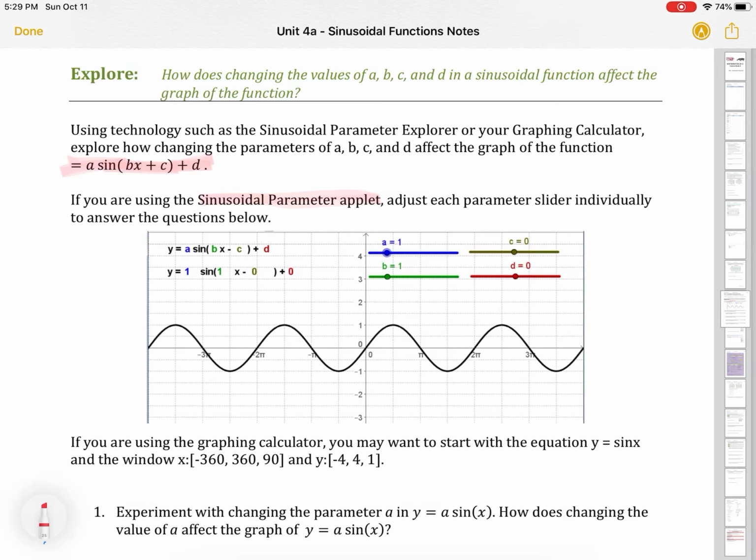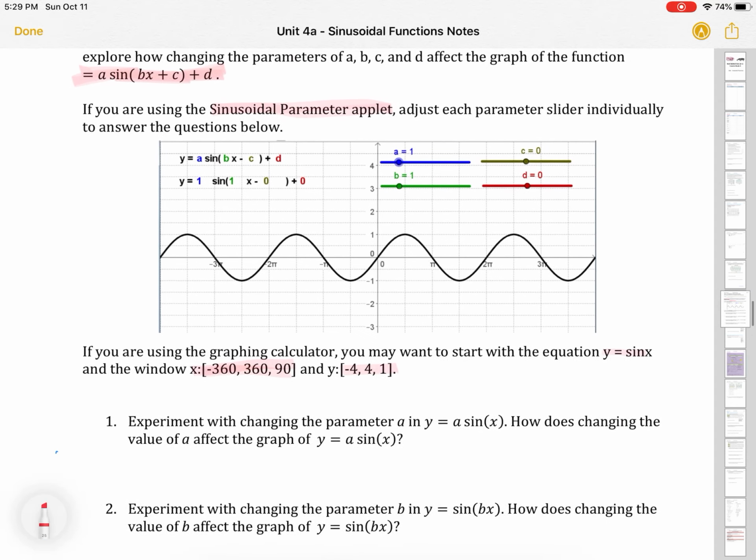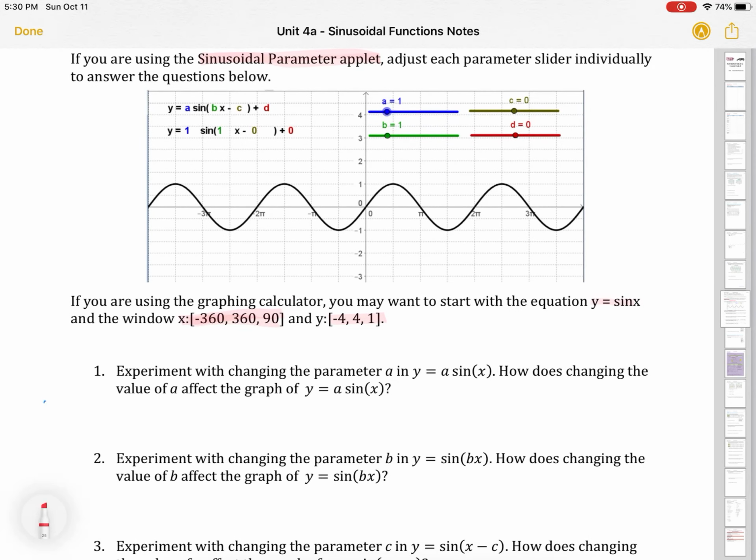You can also use this with your graphing calculator just by changing values. If we're using it with the graphing calculator, you might want to start with your equation y is equal to sine x, and these as your windows using degrees. What you're going to notice is that as we change various parameters, we start to see various changes to the function.